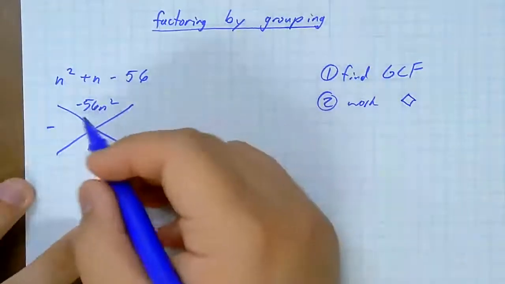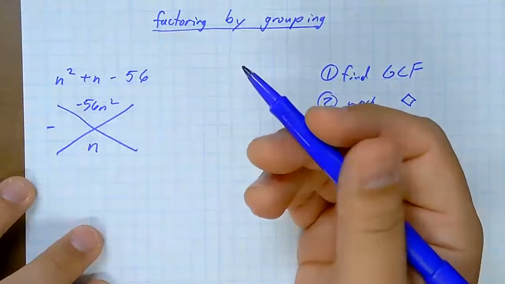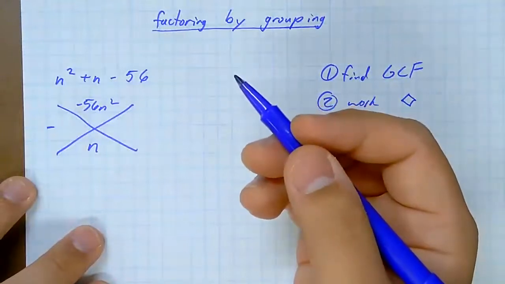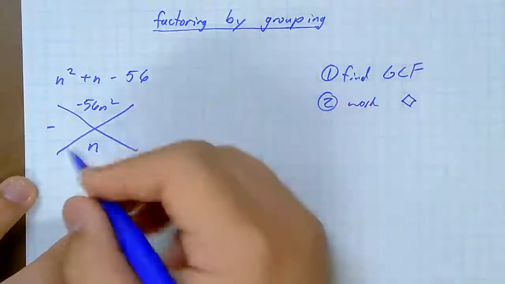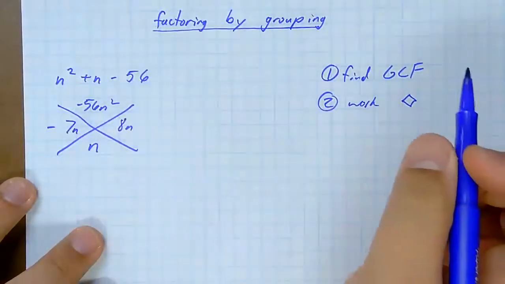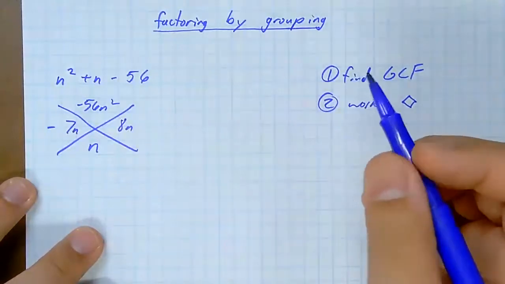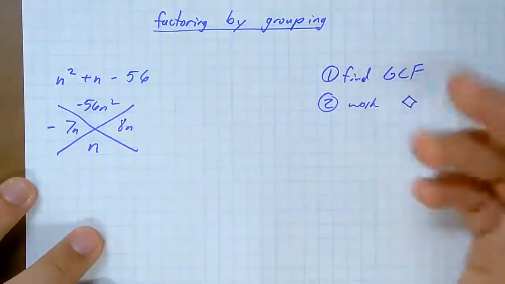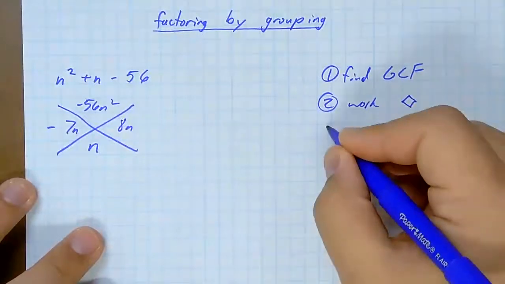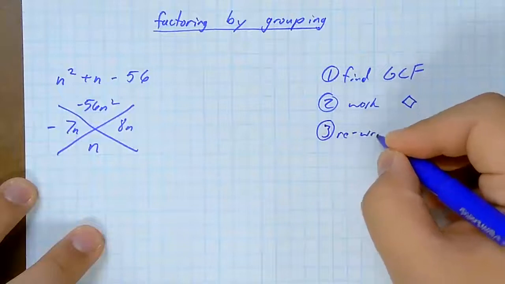Okay, in this case, we need to think of factors of 56. We have 28 and 2, 14 and 4, 8 and 7. Okay, there we go. Negative 7n and 8n. Now, it's this next step that's really kind of the crux of what factoring by grouping is. Step 3. We're going to rewrite the trinomial.